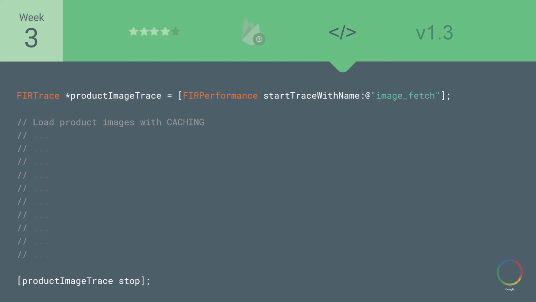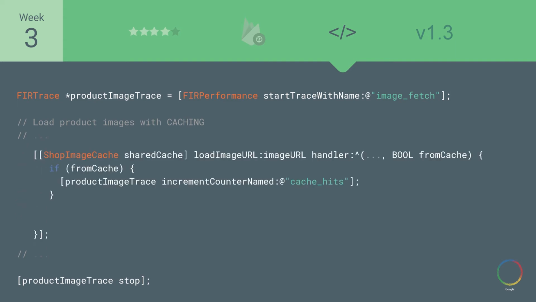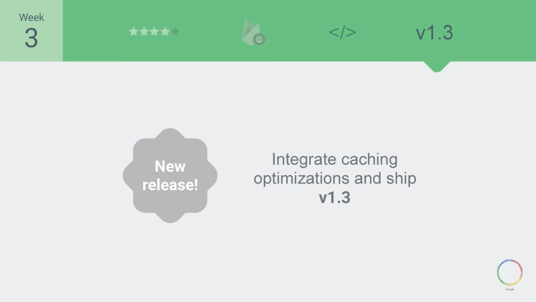She starts it before the caching logic and stops it after. And then within the caching logic, she does a couple of things. She creates a counter called cache hits, and then that gets incremented whenever there's a cache hit, and she does the same thing for cache misses. She packages up that code, ships version 1.3, and that's the end of week 3.